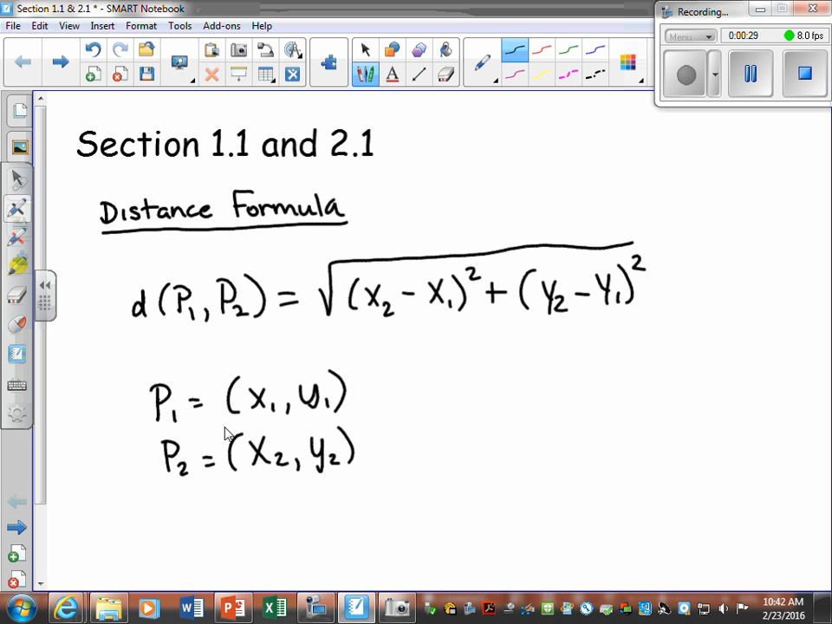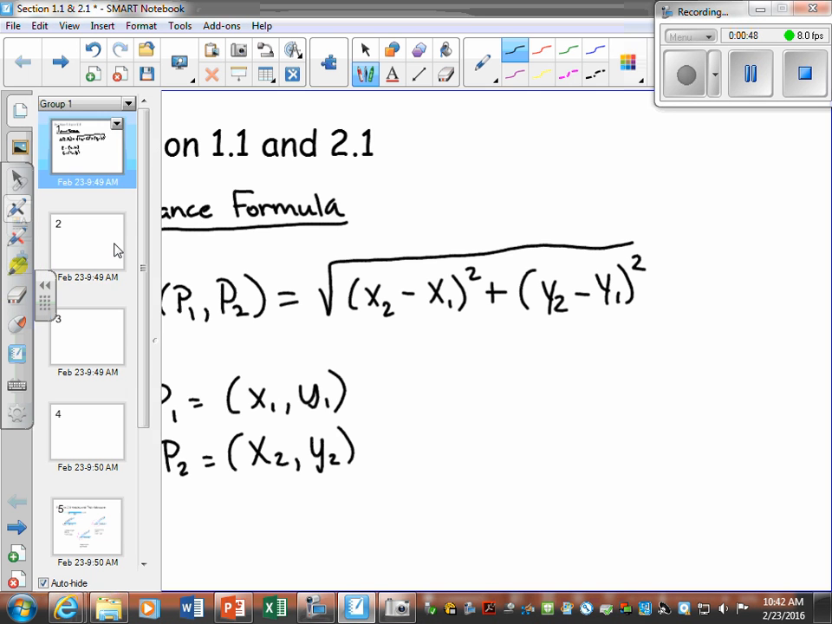Okay, so then you basically take the second x coordinate, subtract the first x coordinate, take that answer and square it. The second y coordinate minus the first y coordinate, subtract that and square it, and then add it. And lastly, take the square root. So on this next page, we're going to do an example of that.